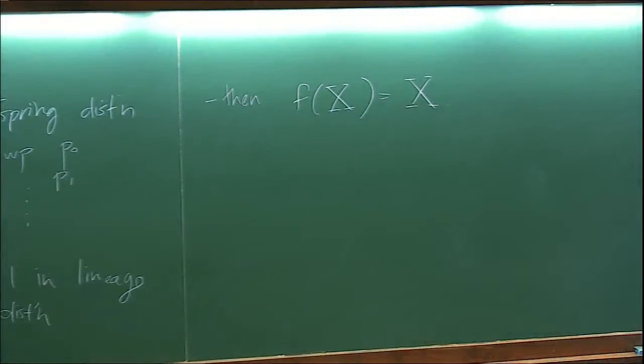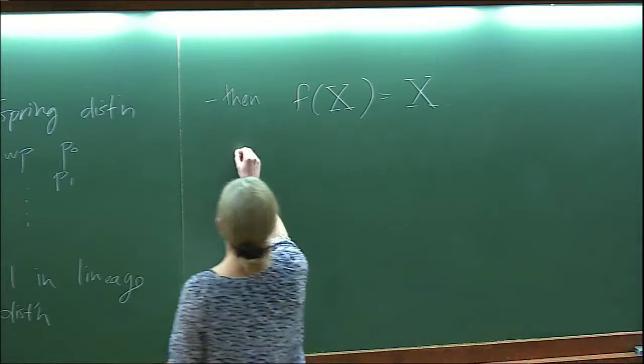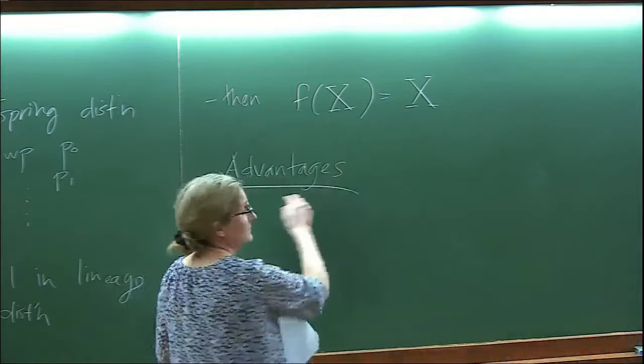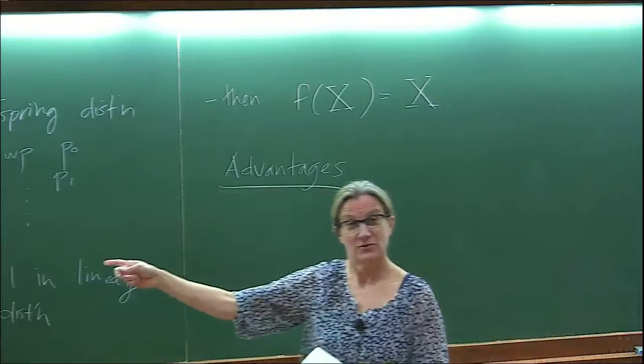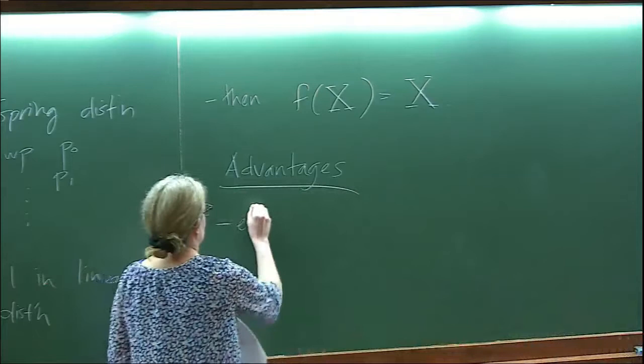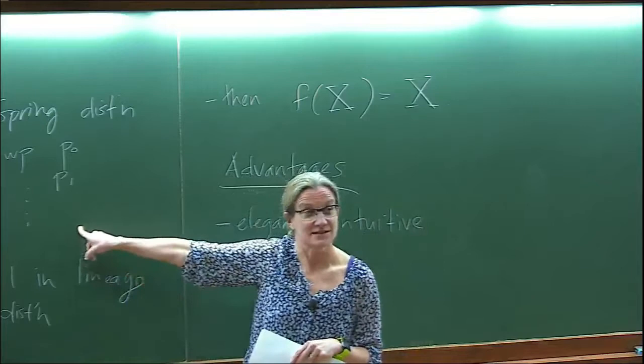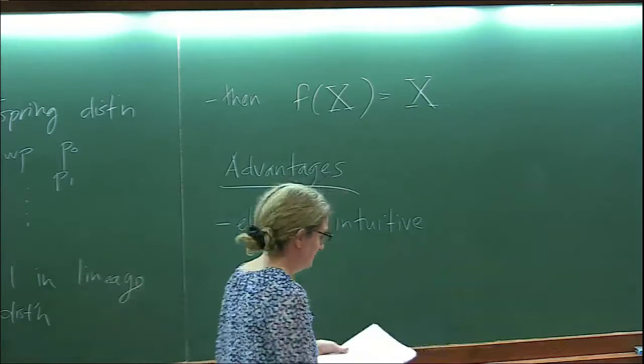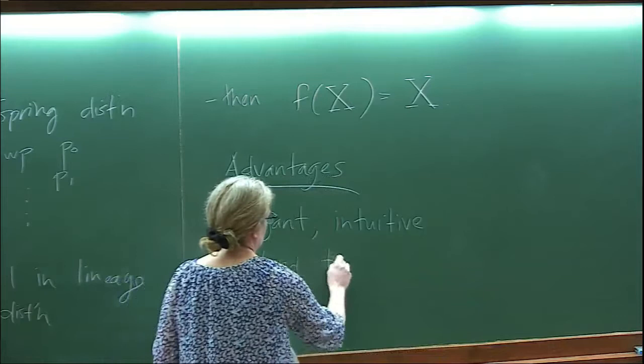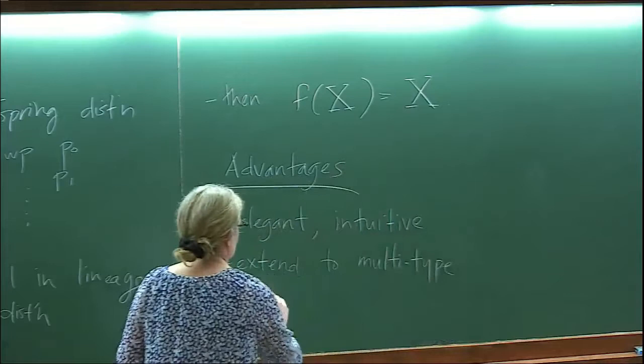Maybe I'll tell you the advantages, and while I'm listing them, you can think of the disadvantages. I love branching processes because they're elegant and pretty straightforward to write. I would say it's intuitive. You can explain this in 30 seconds, those are your assumptions, and you know exactly what's going on in your system. They extend really nicely, as you've seen, to multiple types and also to continuous time.